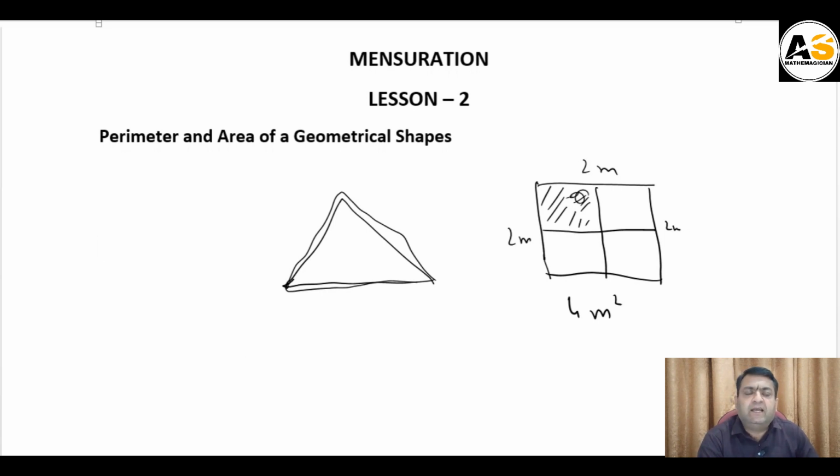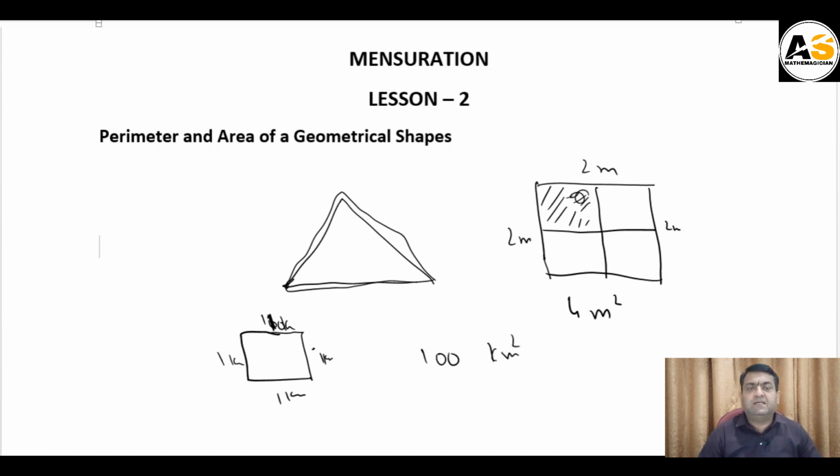When we say that the area of a country is 100 kilometer square, it means that squares of side 1 kilometer each, we can cut on the land of that country 100 such squares. That is, its area is 100 kilometer square. So area is basically the space or the ground occupied by a geometrical shape on the plane.